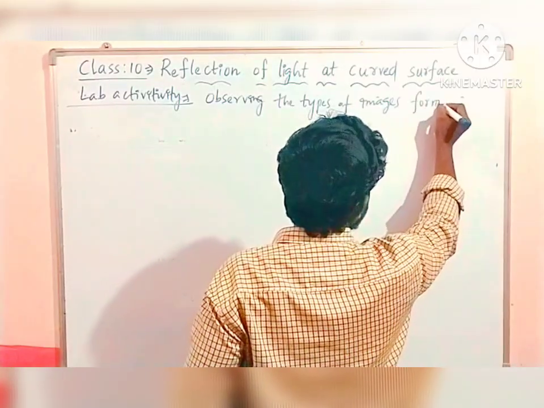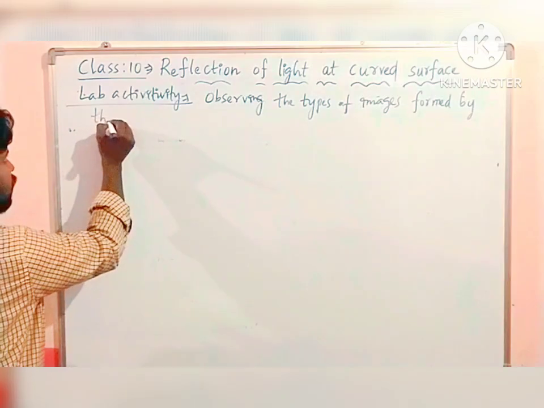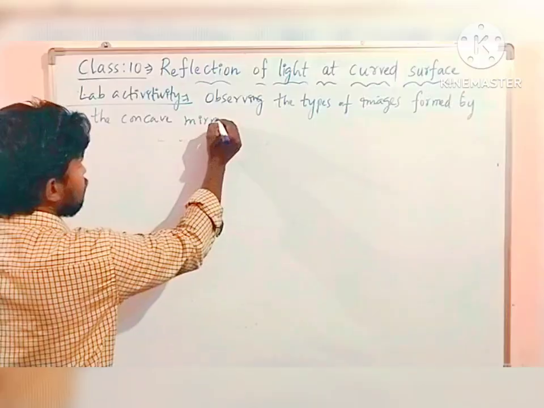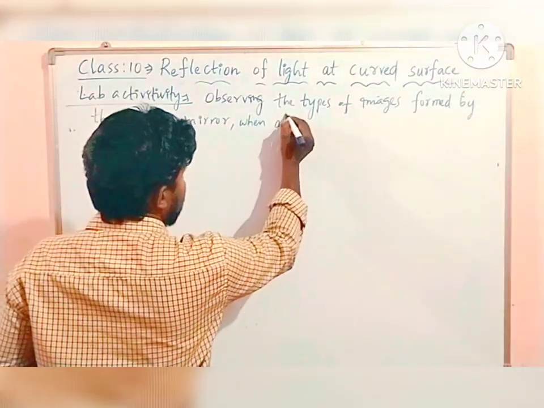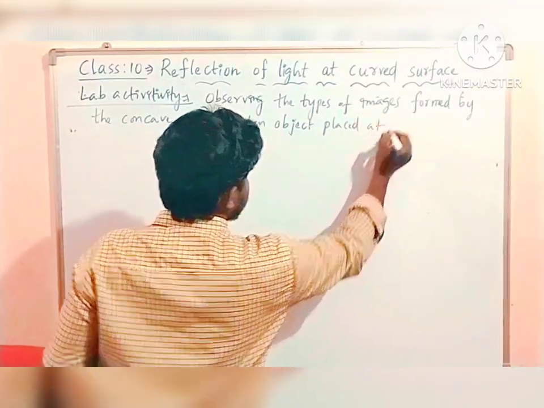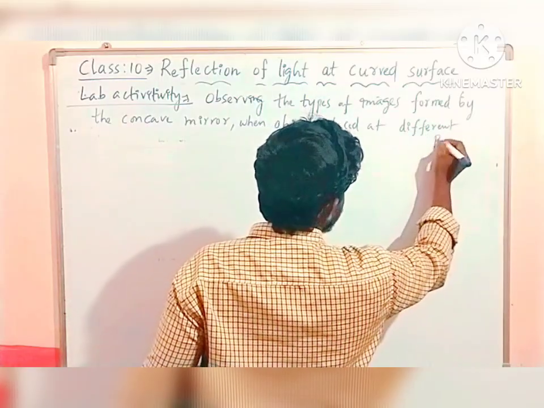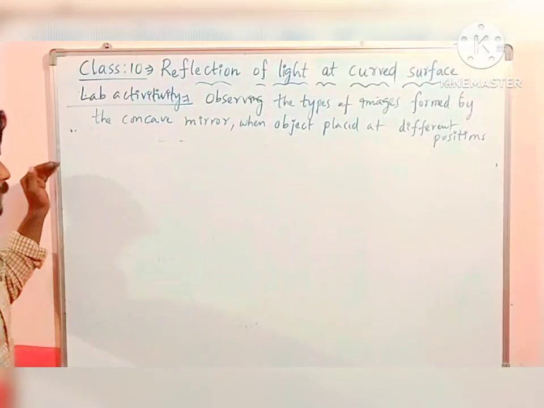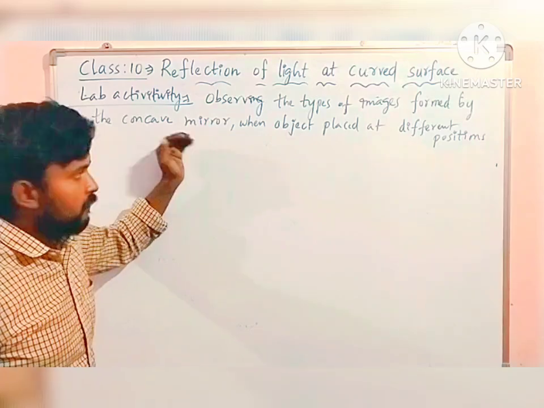Formed by the concave mirror when the object is placed at different positions. This is a lab activity: observing the types of images formed by the concave mirror when the object is placed at different positions.